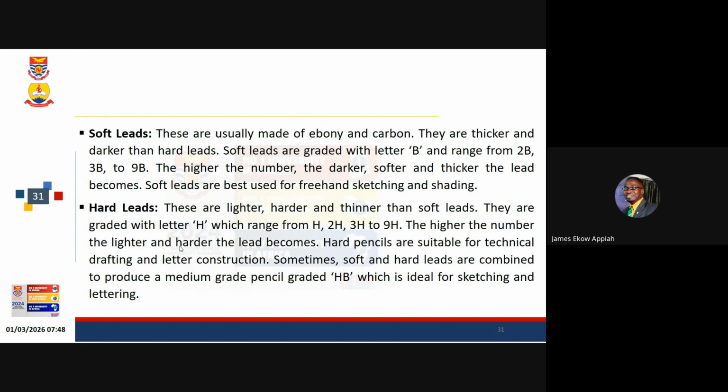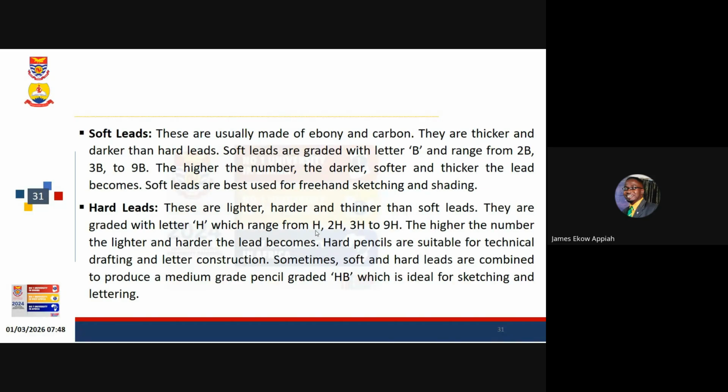When you pick an H pencil, it also ranges from 2 to whichever number. So you can have 2H, 3H, 4H in that order. When you compare 2H to 4H, you can see that 2H is lighter and harder, but 4H is harder and lighter than 2H. So the higher the number, the harder the pencil is.